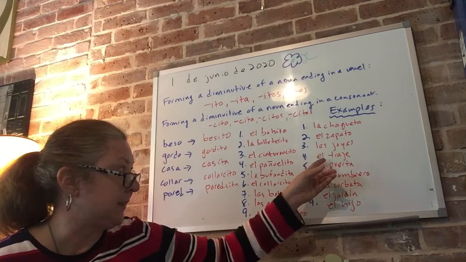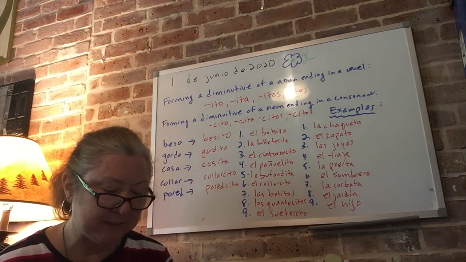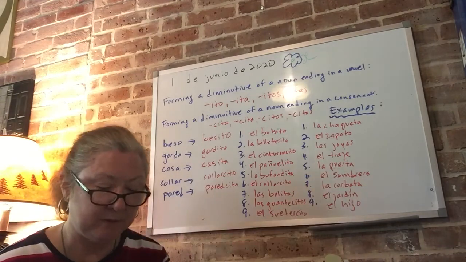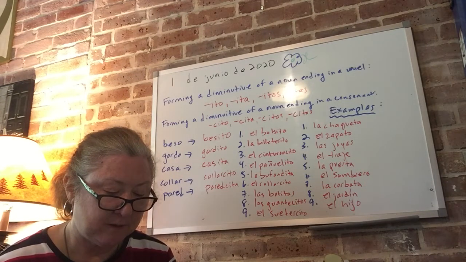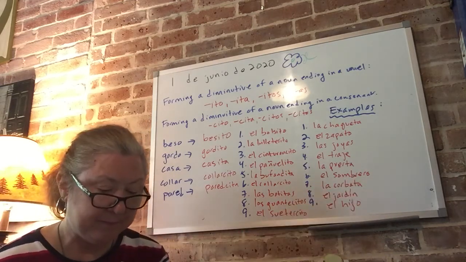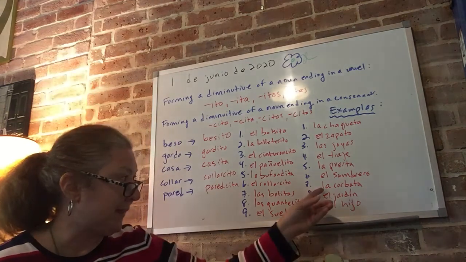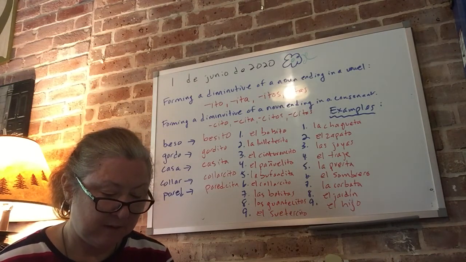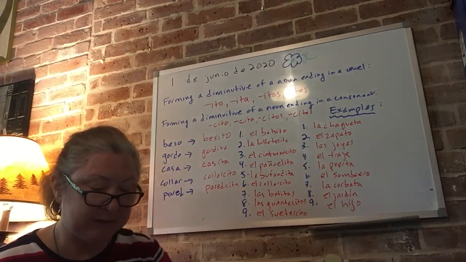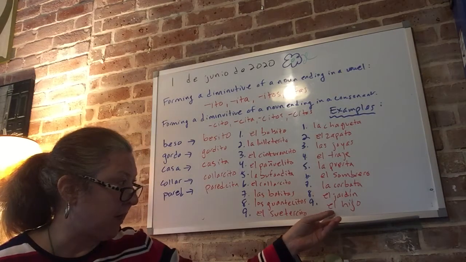El trajecillo is el traje. The base word is traje, el traje. This is a little tricky, number 5. La portezuela is la puerta, la puerta. El sombrerito is el sombrero. La corbatica is la corbata. El jardincito is el jardín. You notice that in the jardincito it has no accent, but in jardín it does. El hijuelo becomes el hijo.